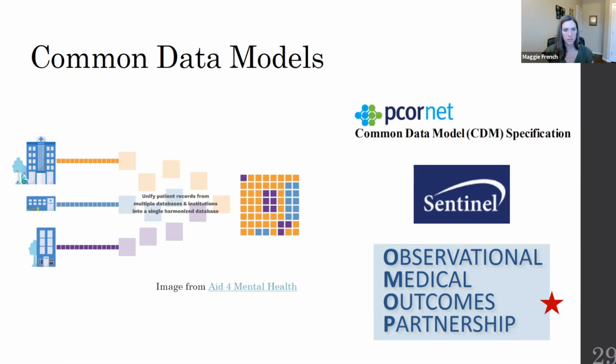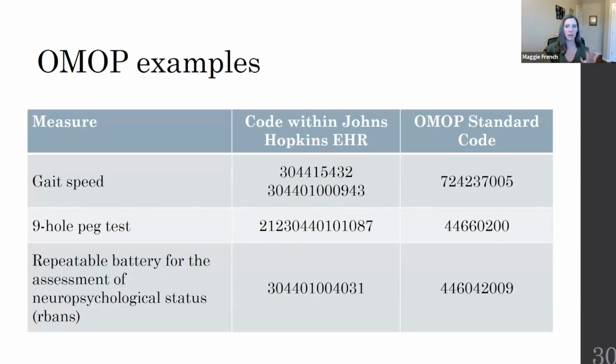What this allows us to do is have a standard language that we can use at Hopkins and that anybody else in other healthcare systems can use. So to illustrate what OMOP allows us to do, we can talk about gait speed as an example. At Johns Hopkins, gait speed is coded in our medical record with these two different codes. But OMOP, that standard language, has one value that is unique to gait speed, and that value is shown here.